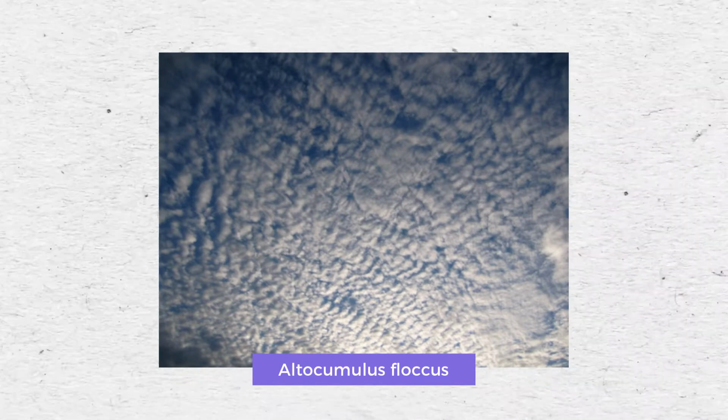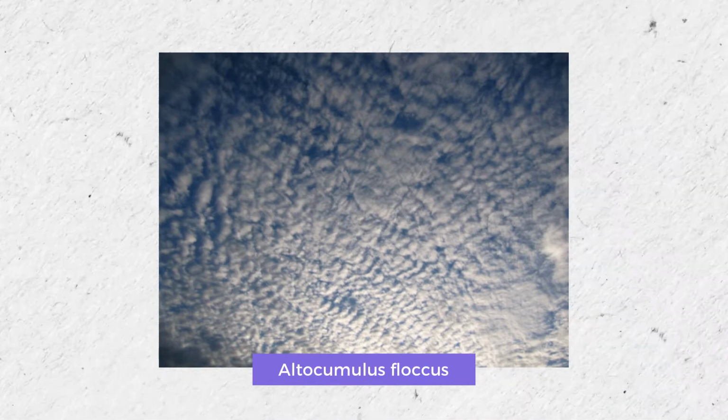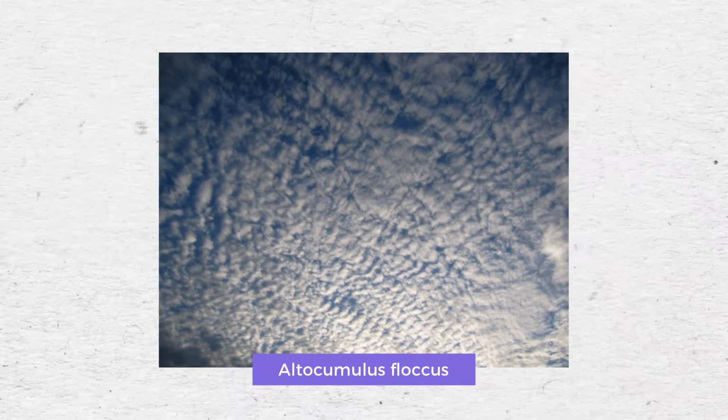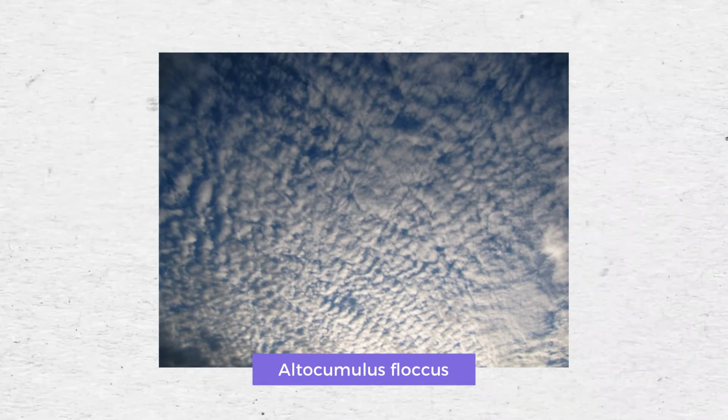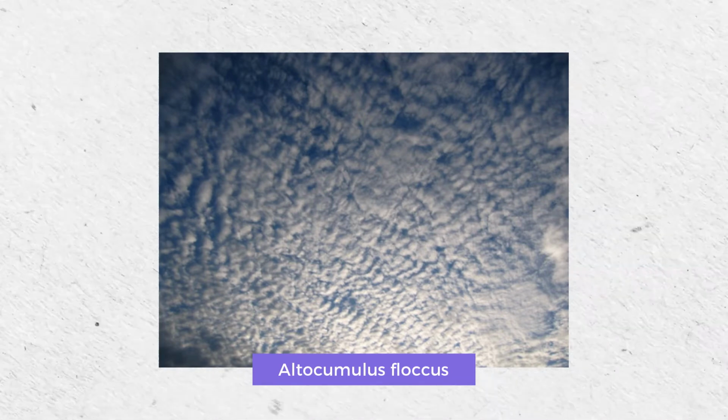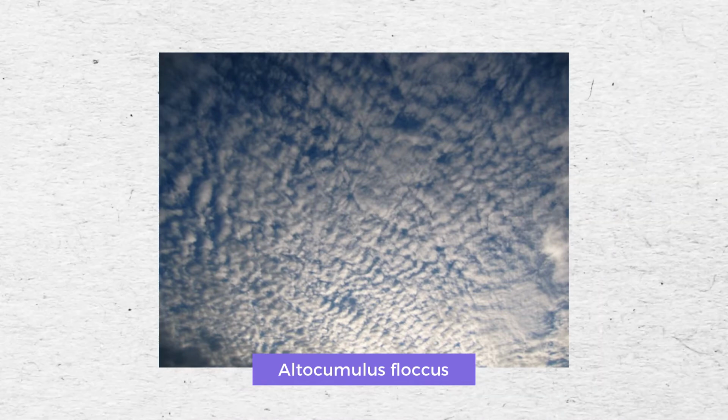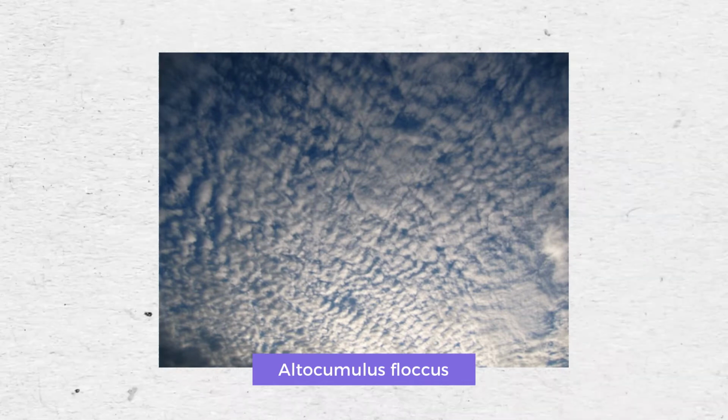Altocumulus floccus. Altocumulus floccus is a small tuft of cumuliform appearance, and altocumulus floccus sometimes forms as a result of the dissipation of the base of altocumulus castellanus.